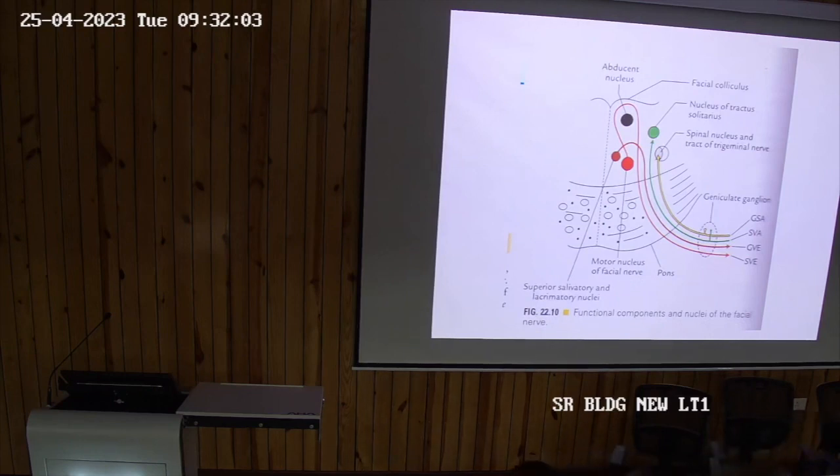When we talk of the brain, we will discuss that there is a swelling in the floor of the fourth ventricle. That swelling of the fourth ventricle is formed by this looping of the facial nerve fibers. Okay?